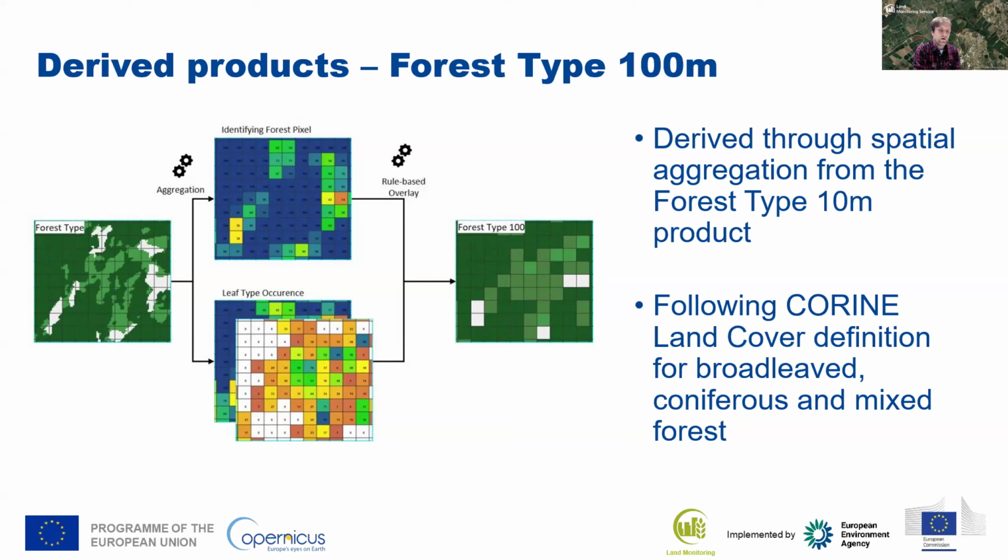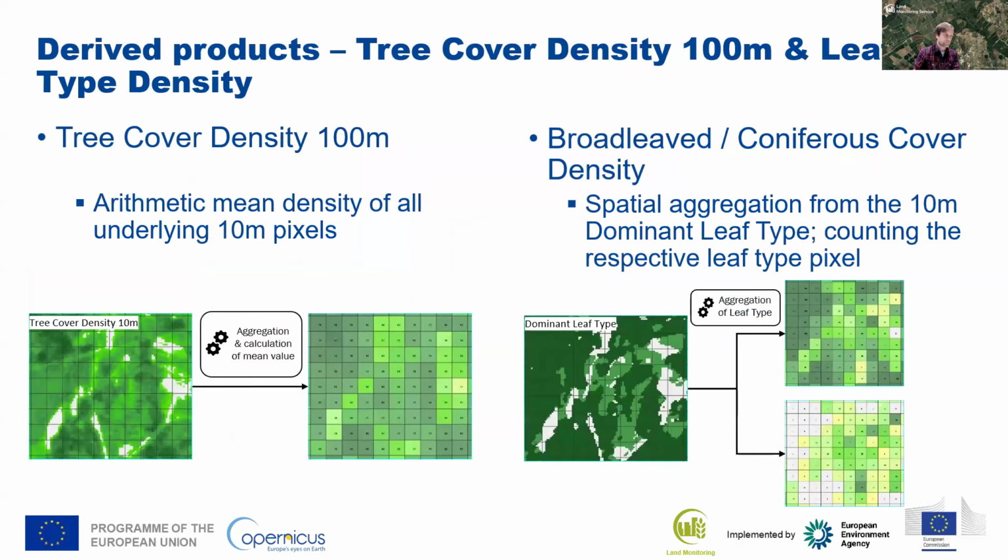And this means that, for example, broadleaf forest has to consist of 75% of broadleaf tree cover within these forest pixels, and vice versa for coniferous. So at least 75% of this 100-meter pixel must be covered with coniferous or the respective broadleaf pixels to be considered as a broadleaf or coniferous pixel. And if none of these leaf types is dominating, then it is considered as a mixed forest pixel.